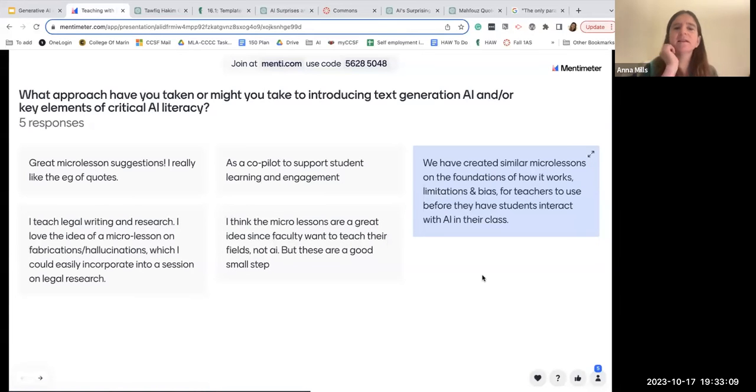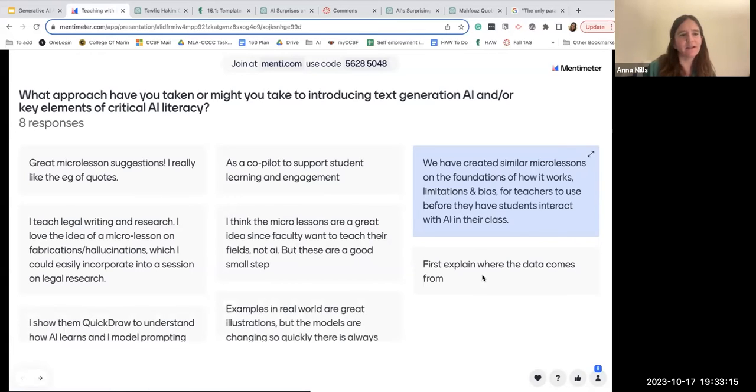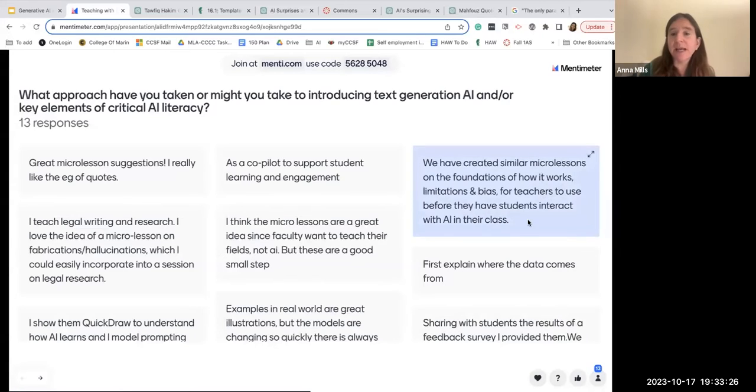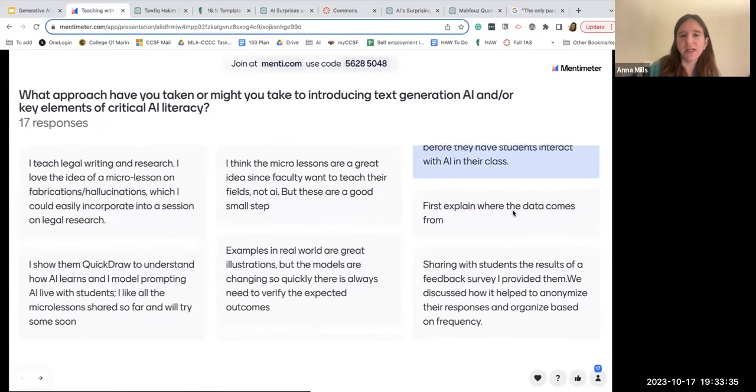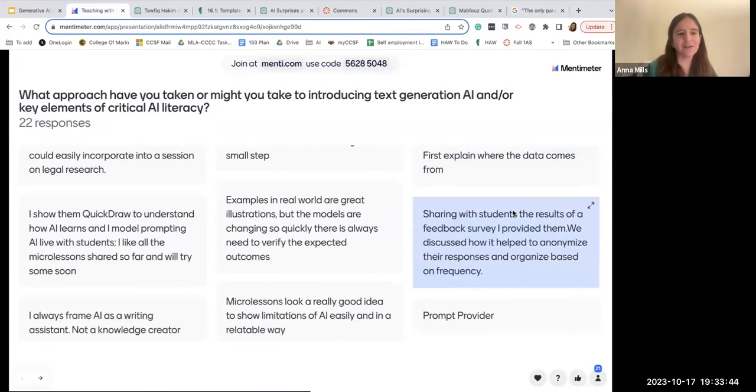Interesting. So someone says as a co-pilot to support student learning and engagement. Micro lesson on fabrications. Great. Oh, great. Someone has a micro lesson on the foundations of it. Wonderful. Always glad to see more approaches. Explain where the data comes from. Yeah, maybe that should be the first micro lesson. So with large language models, looking at what kind of text they have and who it is from, and did they have permission to use it?